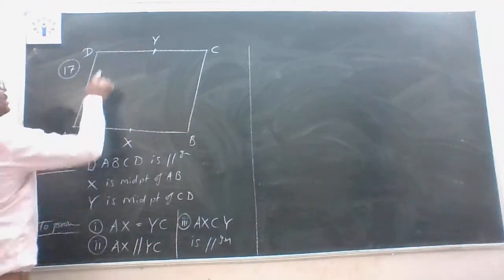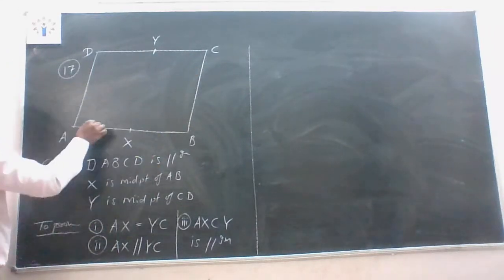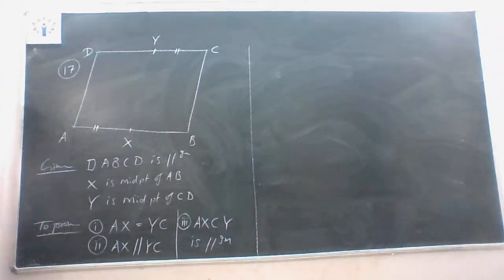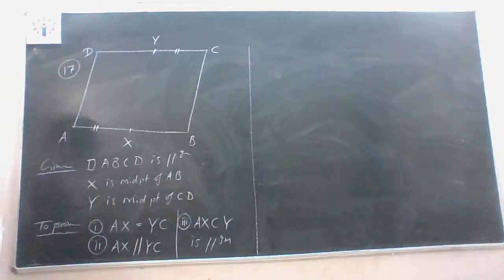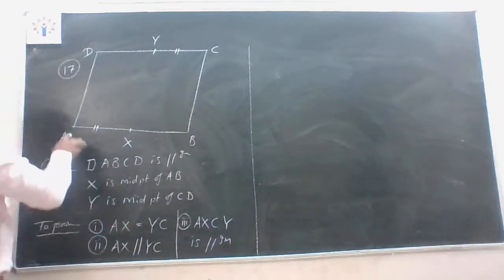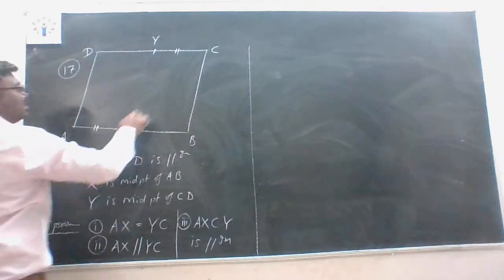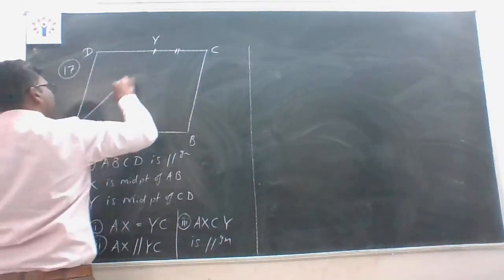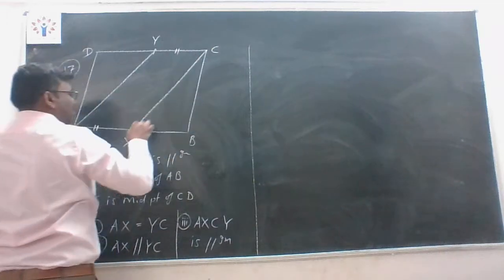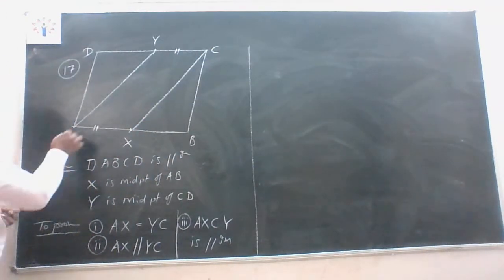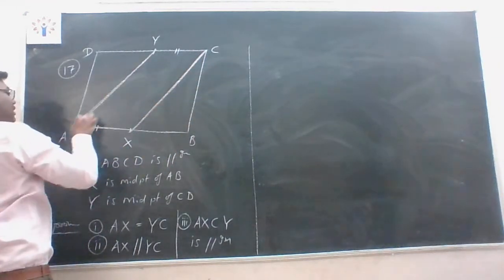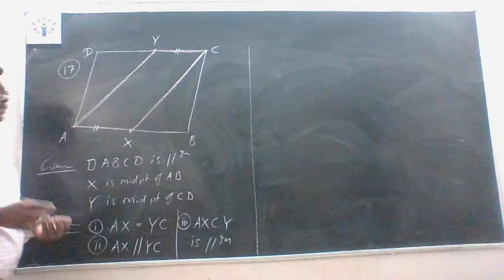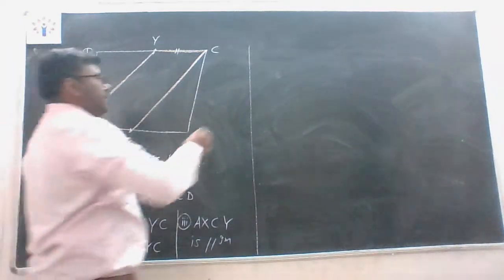AXYC. We want to show these two sides are equal, AX and YC. AX parallel to YC. Again we want to show these two are parallel to each other. And the third thing that we want to show, AXCY. Let us join this. So we want to show that AXCY is a parallelogram. So let us prove this.